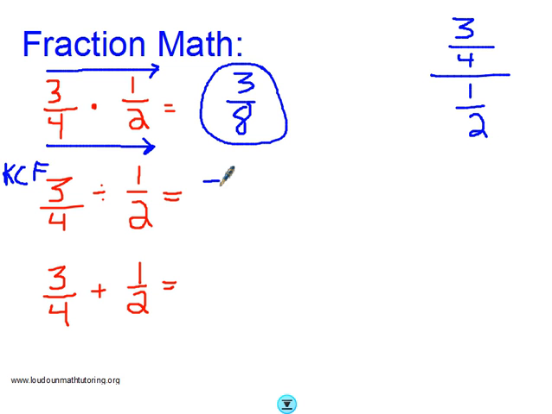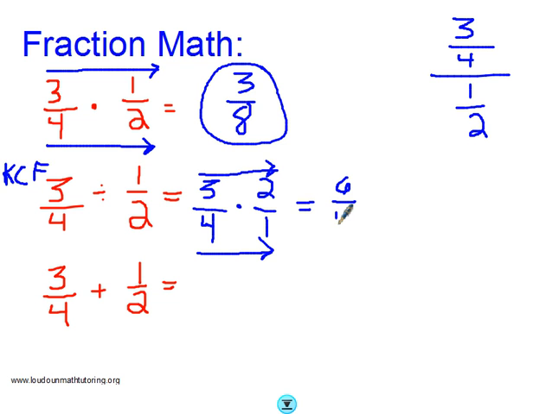We can keep the first fraction the way it is. We can change the operation to a multiplication. And then we can flip that second fraction. Basically, you're multiplying by the reciprocal. Okay, keep, change, flip. Now, once you do that, the problem becomes the same as we worked up here. You're going to multiply the numerators. You're going to multiply the denominators. 3 times 2. And we have a 4 times 1.